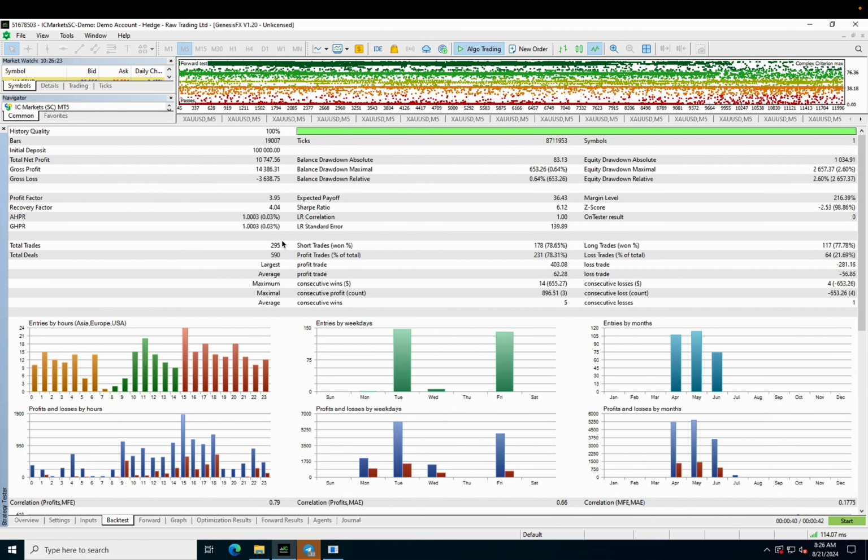Now during the backtest, we've made 295 trades, just under 300. We've won 78% of our shorts and 77% of our longs. The win rate is slightly lower for this set. We're at 78% in total.